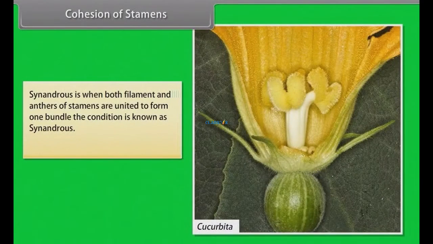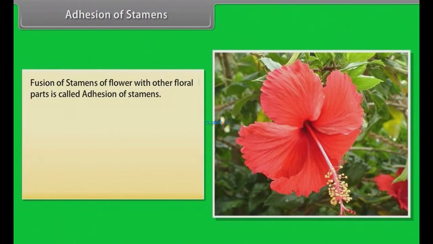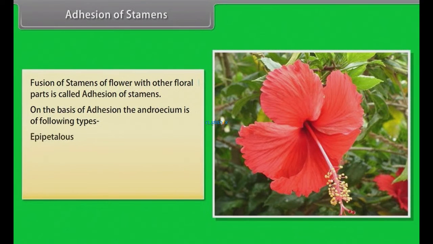Synandrous is when both filaments and anthers of stamens are united to form one bundle. The condition is known as synandrous. Example: Cucurbita. Adhesion of stamens. Fusion of stamens of a flower with other floral parts is called adhesion of stamens. On the basis of adhesion, the androecium is of the following types: epipetalous, episepalous, epiphyllous, gynandrous.